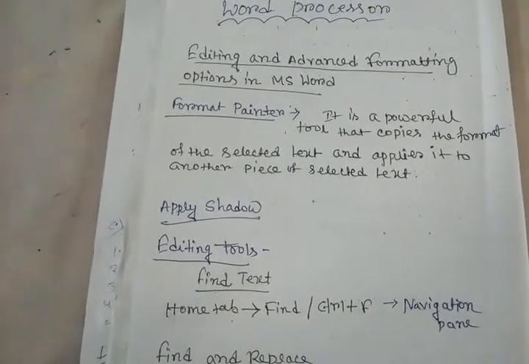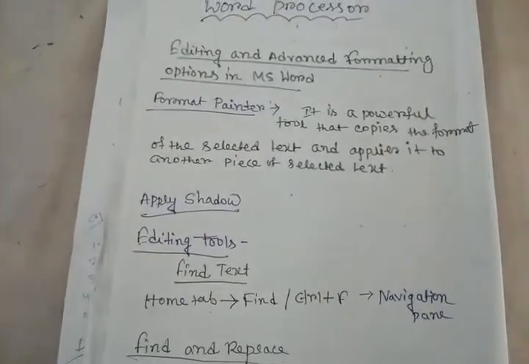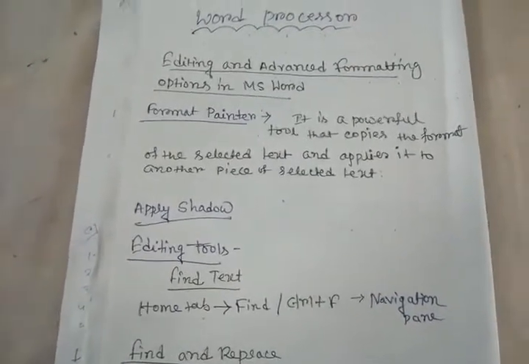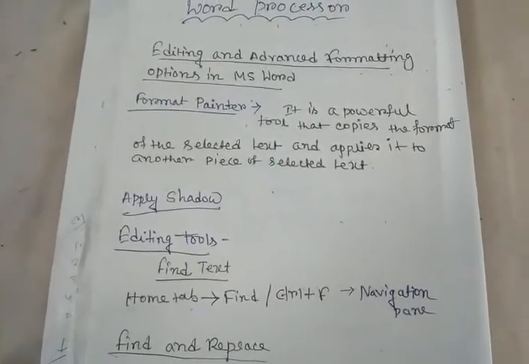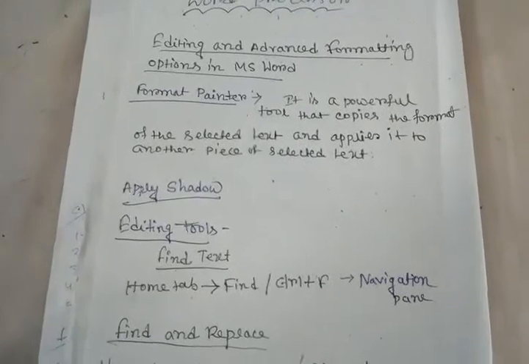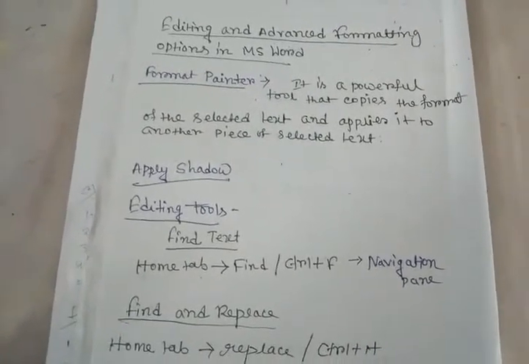Format Painter. What is Format Painter? Format Painter is a very powerful tool that copies the format of the selected text and applies it to another piece of selected text. When Format Painter is selected, the pointer takes the shape of its icon.